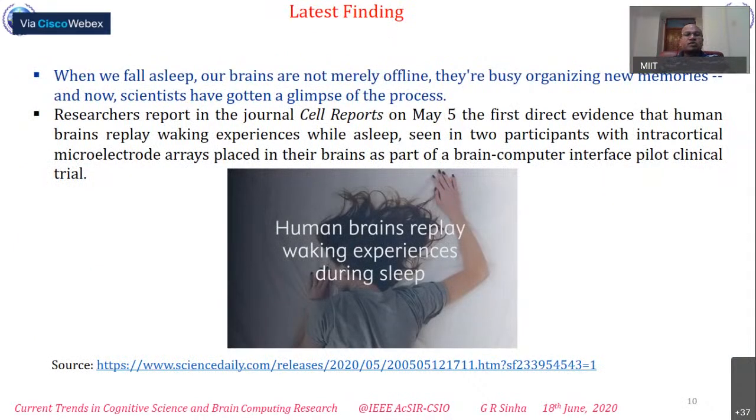There is a latest finding today. When I was finalizing this topic, I read one research, a latest research published on May 5 this year, just last month. When we fall asleep, our brains are not merely offline, they are busy organizing new memories, and now scientists have gotten a glimpse of the process. And therefore, today when I read about this research on Twitter, human brains replay working experiences during sleep, I went to the link, I studied the paper. It's a wonderful research, published in Cell Reports.